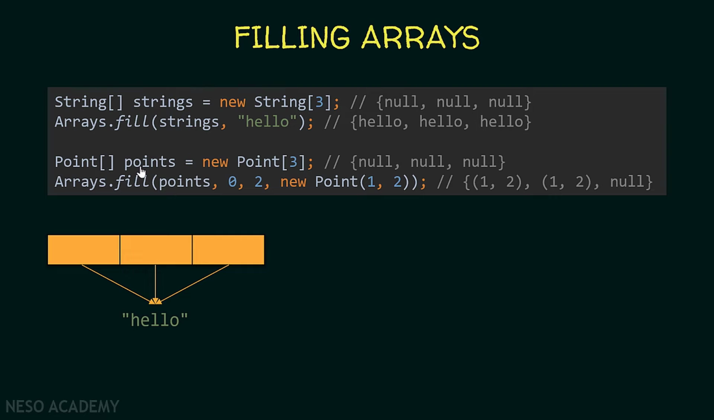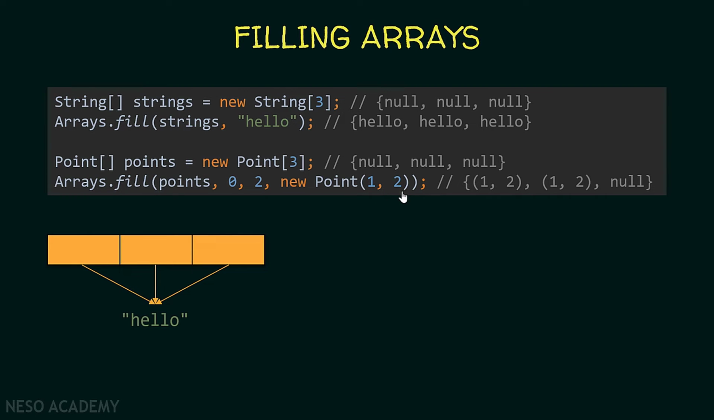Let's see another example. Suppose that we have an array of points and we allocated 3 points in the memory. So initially all these points will be null. After that, I'm using the fill method. I'm filling the array of points starting from the index 0 until the index 1, which is 2 minus 1. So I'm filling the first 2 elements with a new point with x equal 1 and y equal 2.